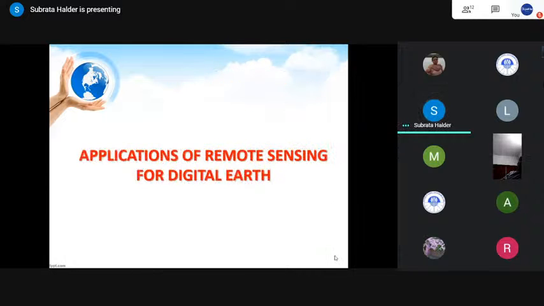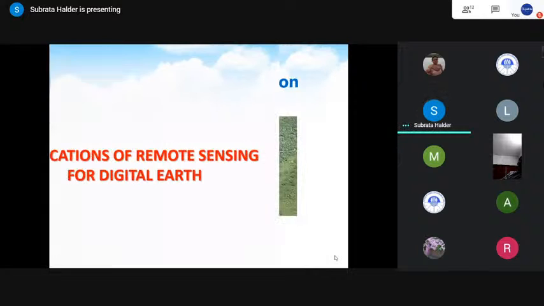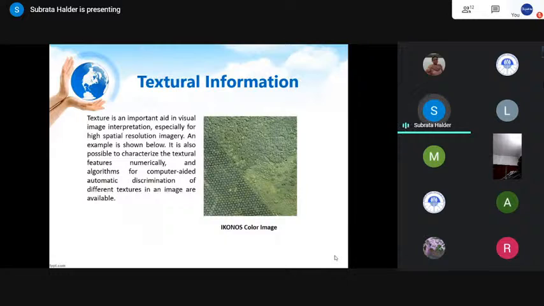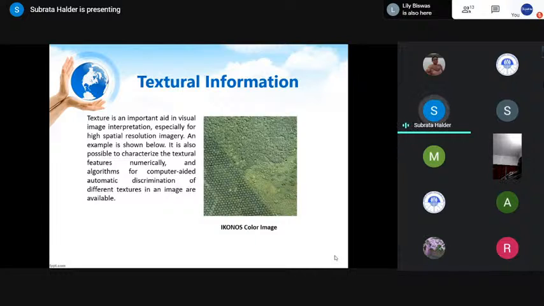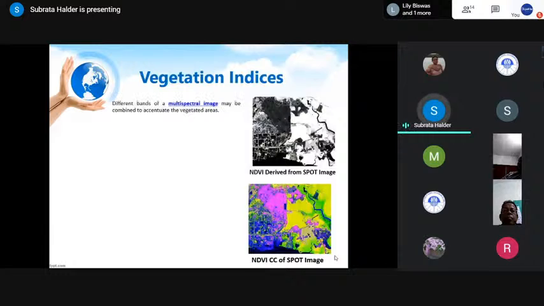Now I am covering some applications of remote sensing for digital Earth. Textural information. Texture is an important aid in visual image interpretation, especially for high spatial resolution imagery. An example is shown below. It is also possible to characterize the textural features numerically, and algorithms for computer-aided automatic discrimination of different textures in an image are available.